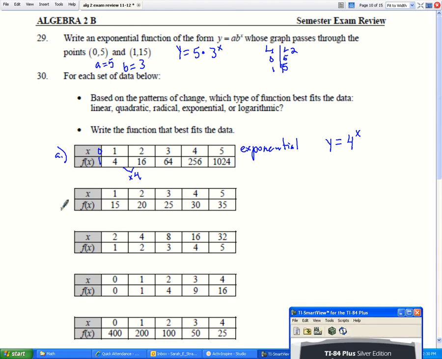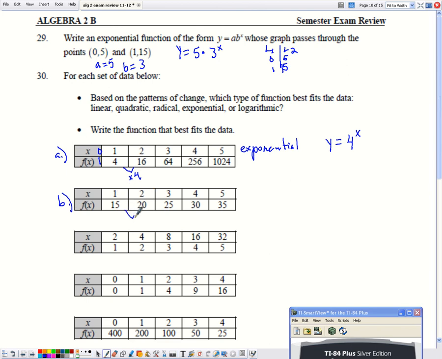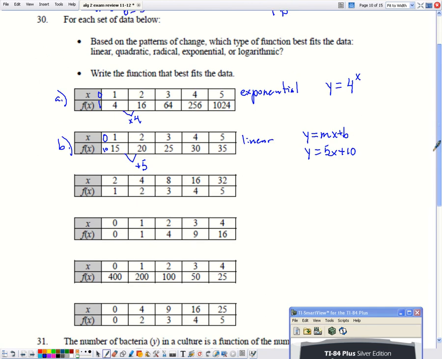Okay, we'll call this one B. The x's are going up by 1s. Here we are adding 5 each time because it's an addition pattern. This is a linear function. Because it's linear and we are going up by 5, that means our slope, our m value, remember mx plus b, m is 5. And if we back up the pattern to 0, well, that means we're at (0, 10), so it's going to be 5x plus 10.